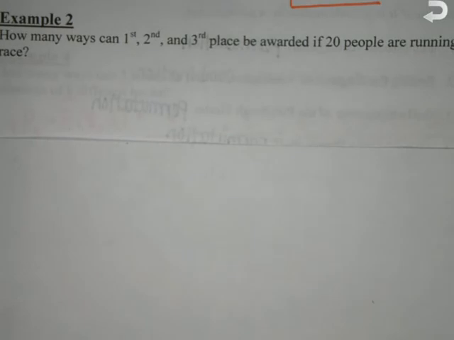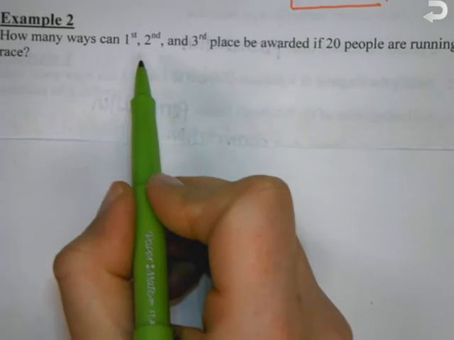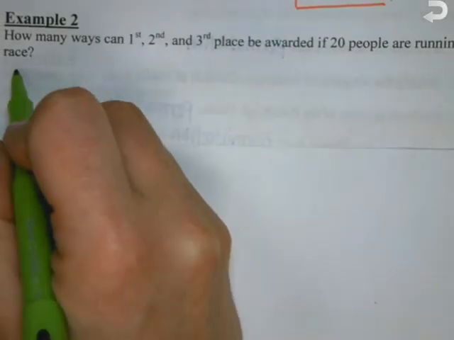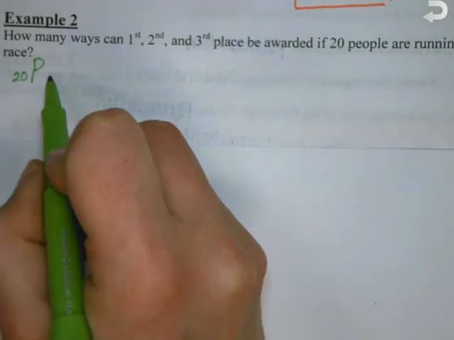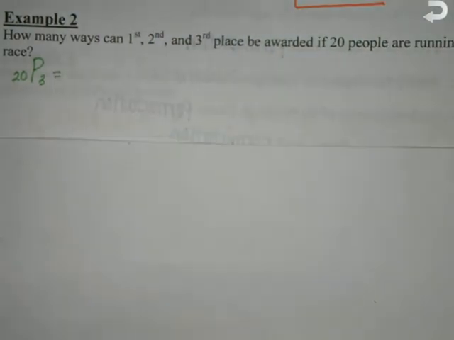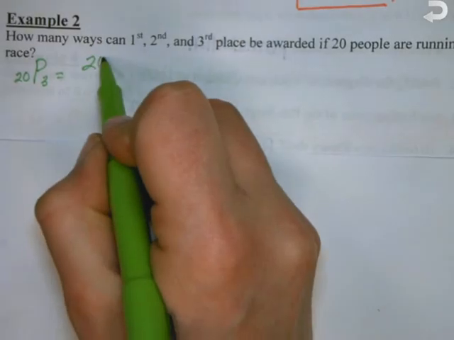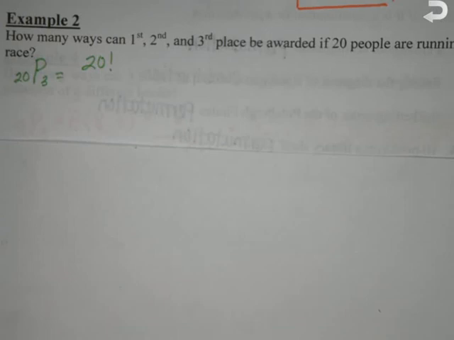How many people do we have to choose from? 20. Permutated, how many different places? 3. Okay, now remember, permutation is a little bit different. That is 20 factorial over 20 minus 3, which gives me 17 factorial.